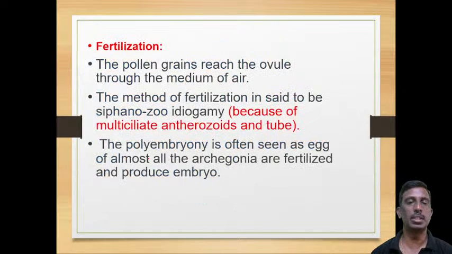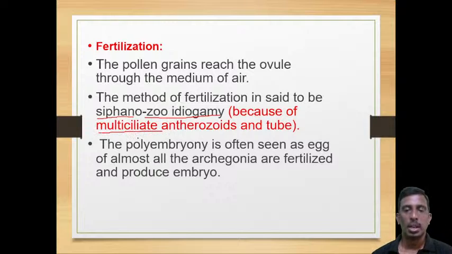And on fertilization, the fertilization is not completely through pollen tube. Some is through pollen tube, that is siphonogamy, and some by swimming, zooidogamy. The antherozoids are multiciliate. They have cilia for swimming. And you can see polyembryony, where more than one embryo is produced.